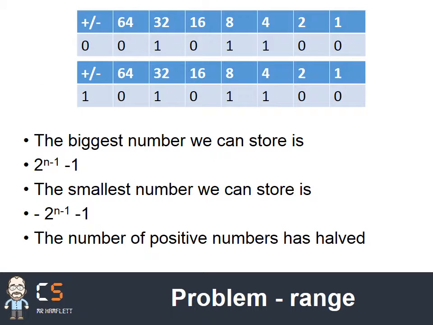As soon as we start to use negative numbers, we have a problem with the range of numbers that we can store. Effectively we halve the number of values we can store, because we have to use half the binary combinations for negative numbers. So the biggest number we can store is 2 to the n minus 1, minus 1, and the smallest number is negative (2 to the n minus 1, minus 1). Effectively halving the number of possible values. So in this case, the largest number we can store is plus 127, and the smallest number is negative 127.